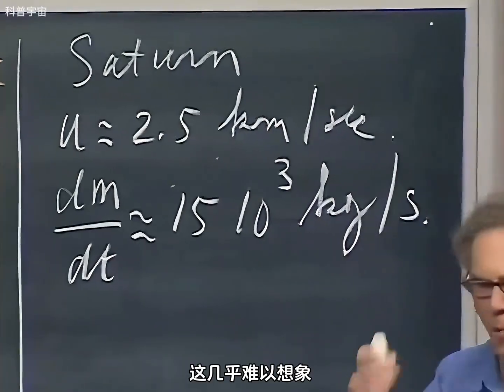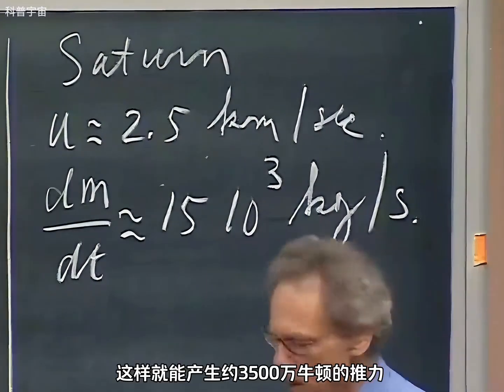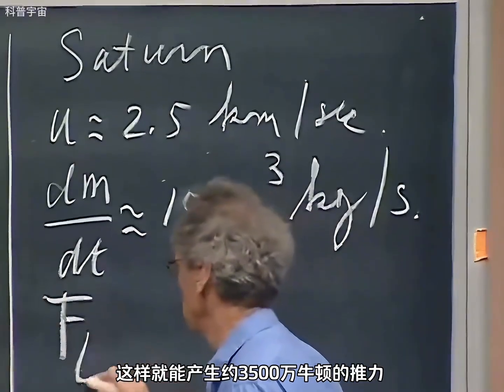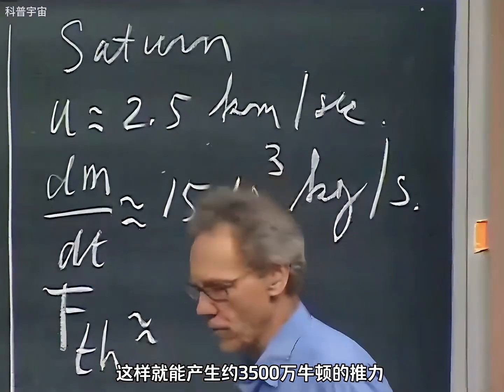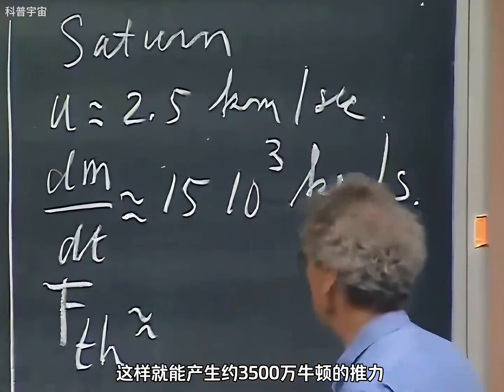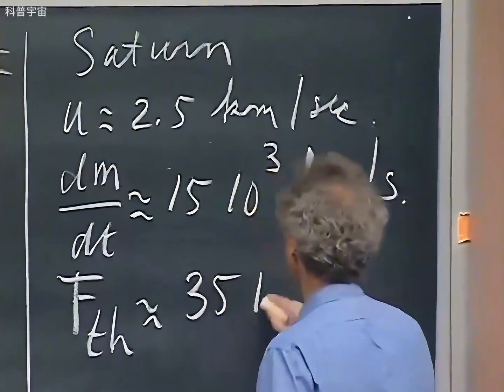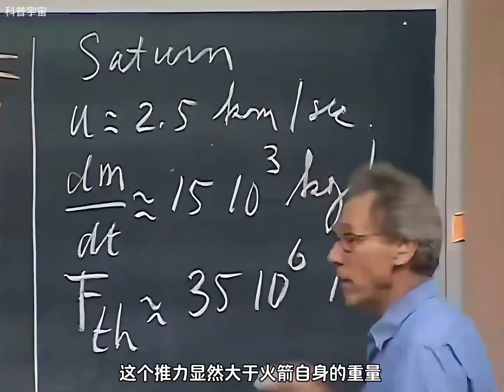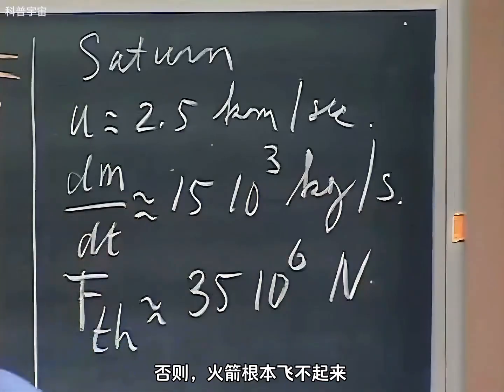It's almost unimaginable. And that would give it then a thrust of about 35 million newtons. Which of course was higher than the weight of the rocket. Otherwise the rocket would never go up.